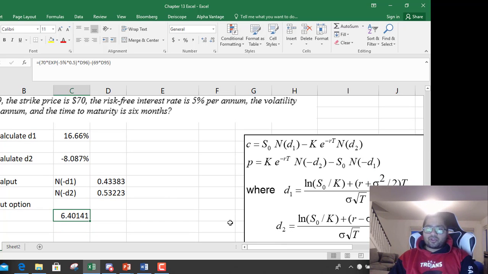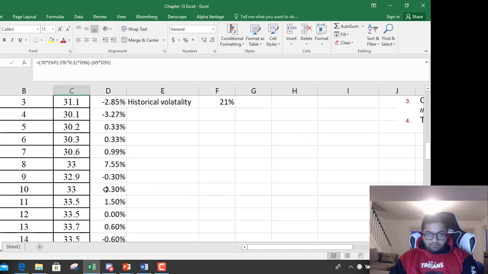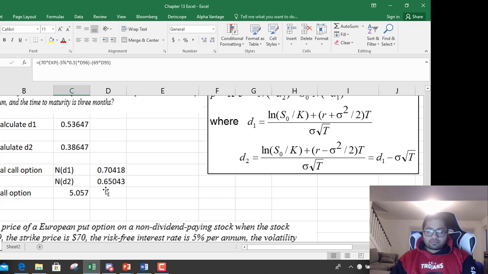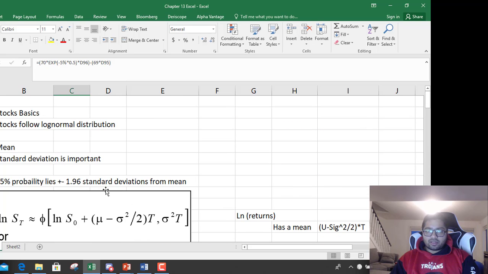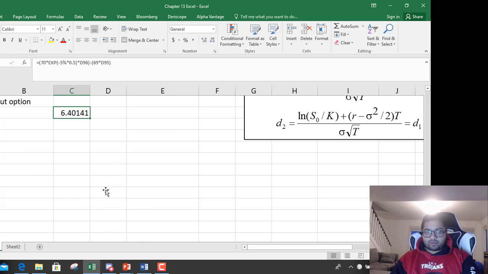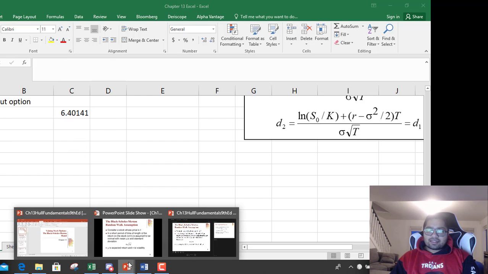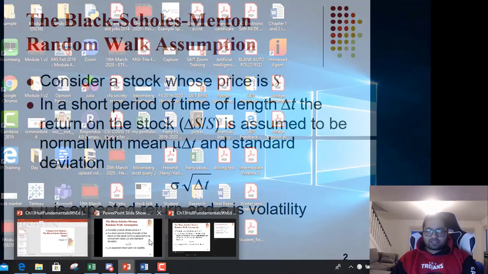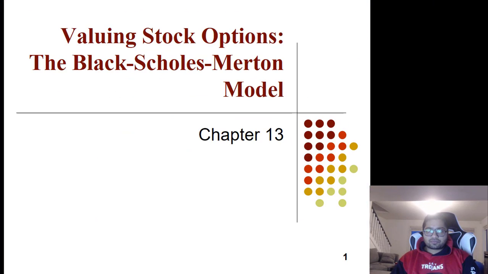So this is how you use the Black-Scholes Merton model to calculate call option prices and put option prices. So with this knowledge, let's cover the PowerPoint. We're going to just discuss the main points.